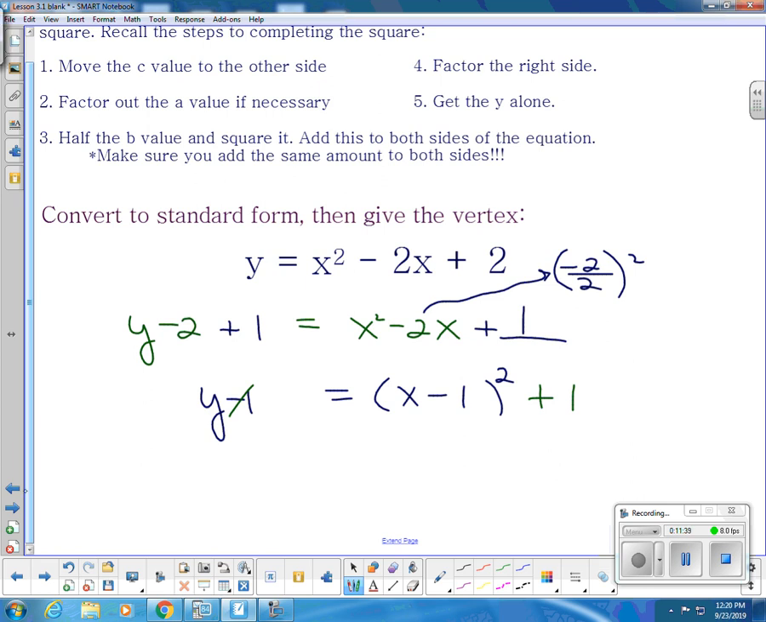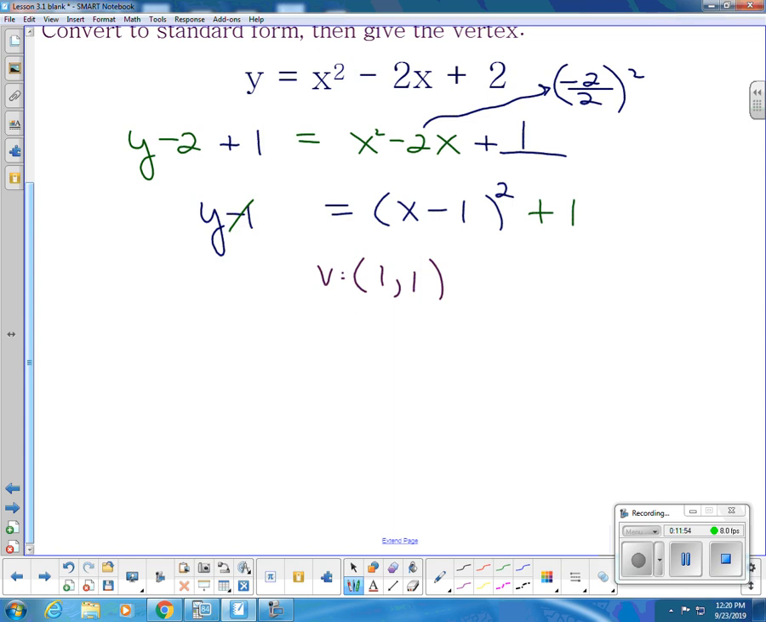So what do we know about this parabola? What is the vertex? Positive 1, comma 1. Remember the x is opposite in there. How's it opening, up or down? Up. So if it's opening up, what does it have, a max or a min? So all these things you can kind of answer just by thinking about it.